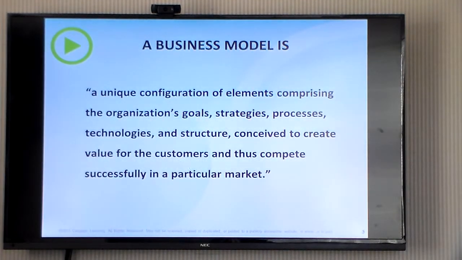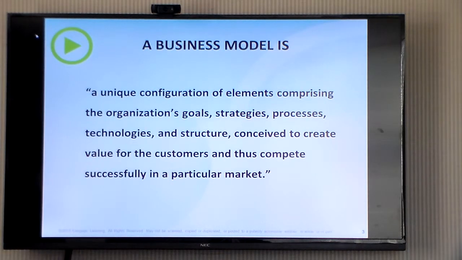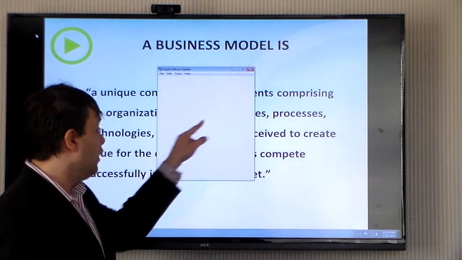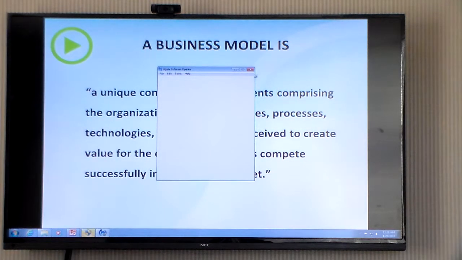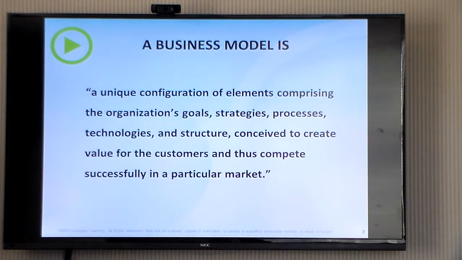So our textbook notes that a business model is a unique configuration of elements comprising the organization's goals, strategies, processes, technologies, and structure, conceived to create value for the customers and thus compete successfully in a particular market. I would say without a doubt the most important part of this is sort of how strategy ties into technology, and that's something that you're going to have to consider when we're looking at what you're going to be doing for your project for this class.